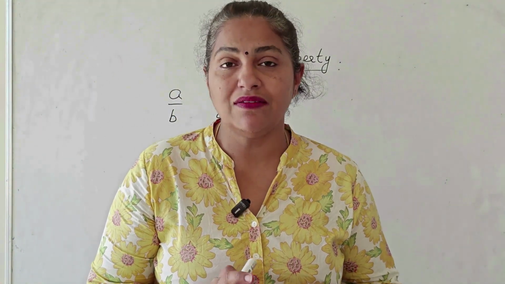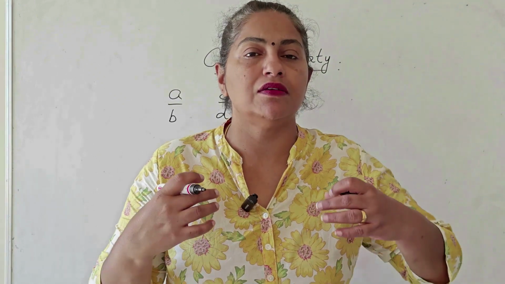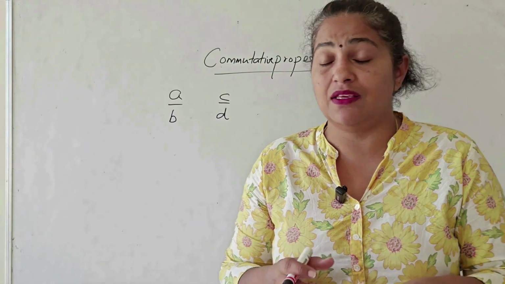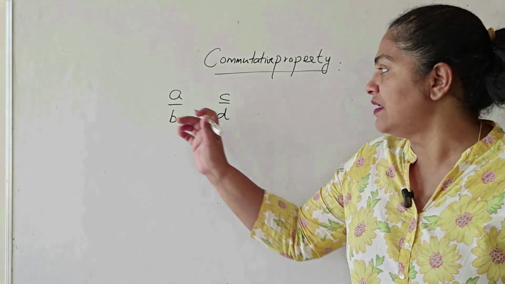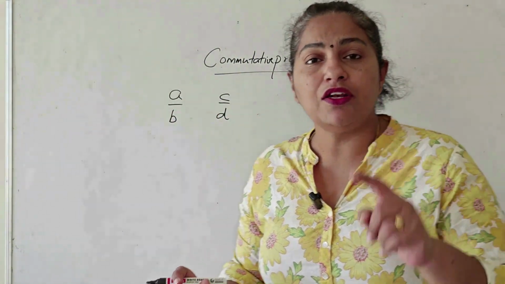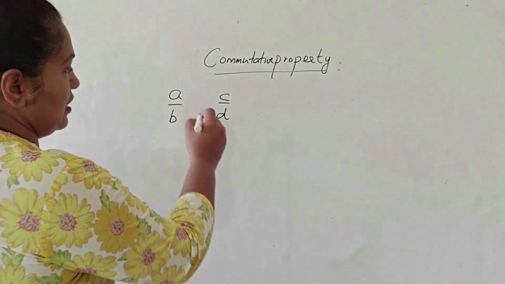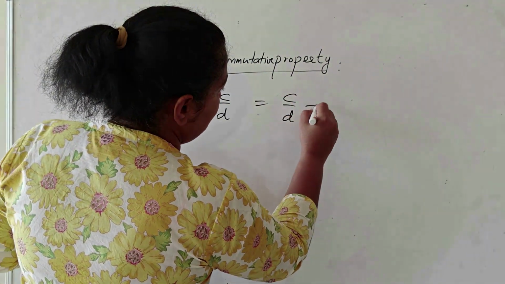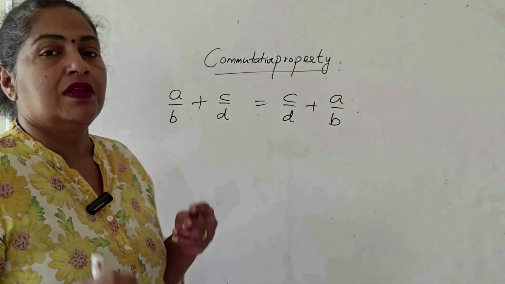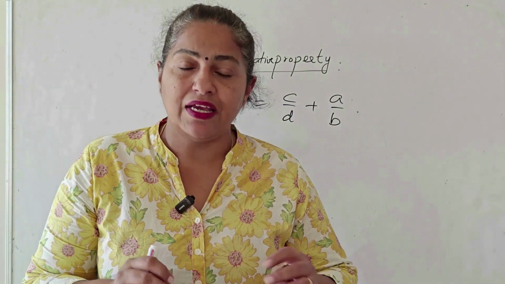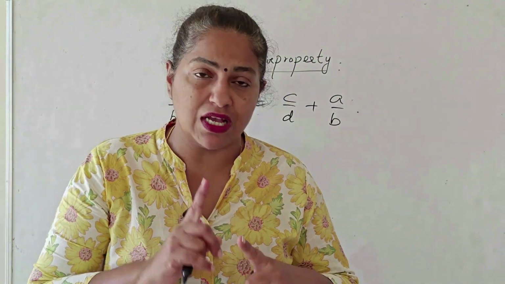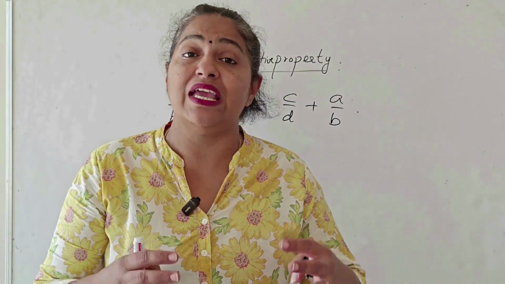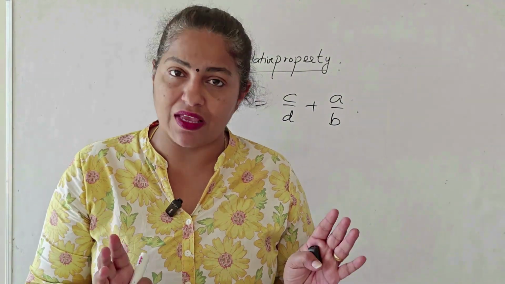Now, the second one is the commutative property. This is something that most of the students are very comfortable with. They already know what commutative property is very thoroughly. It basically says if a by b and c by d are two rational numbers and we are adding them, a by b plus c by d will give us the same answer as c by d plus a by b. In other words, we can say that the addition of rational numbers is commutative, or you can add two rational numbers in any order. You will always get the same answer.